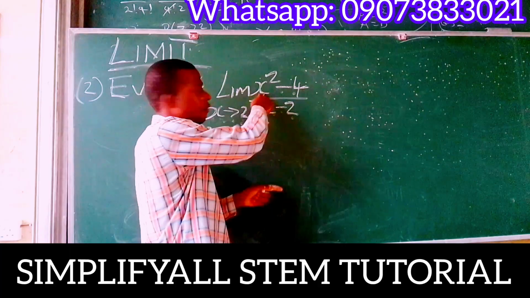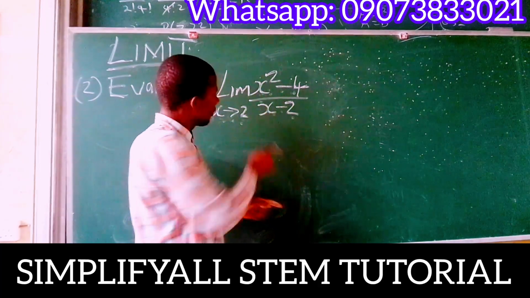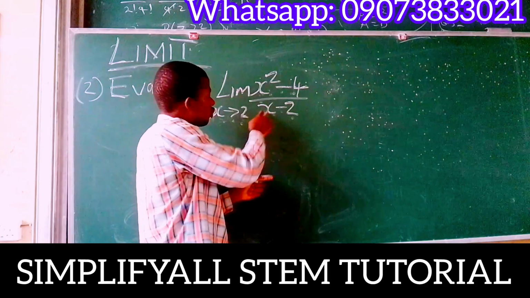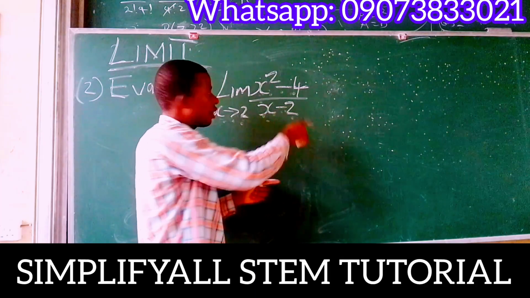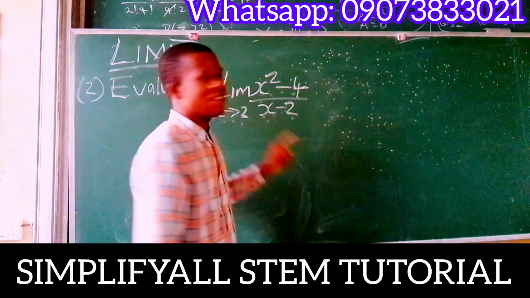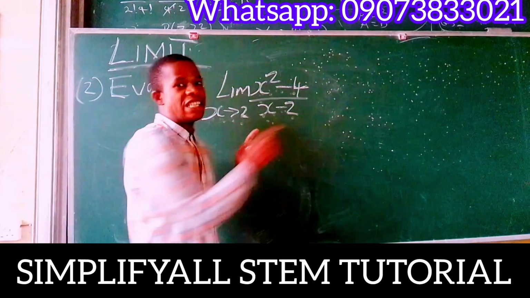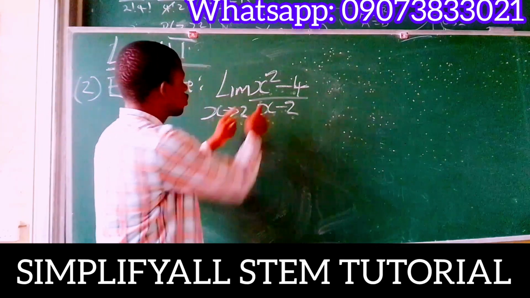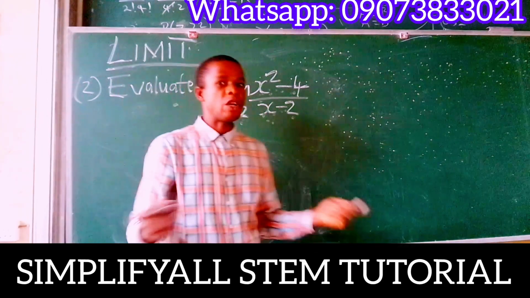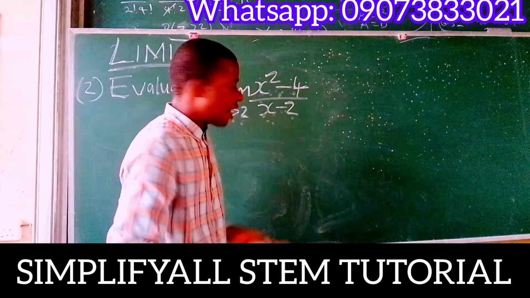But if we check this function, if we put 2 here, we're going to have 2 raised to the power of 2, which is 4. 4 minus 4 is 0. If you put 2 here, 2 minus 2 is 0. We're going to have 0 all over 0 if you use the direct method. So we are not interested in getting 0 at this particular point, because this function is a difference of 2 squares. So how are we going to solve this? We are going to use the expansion method.